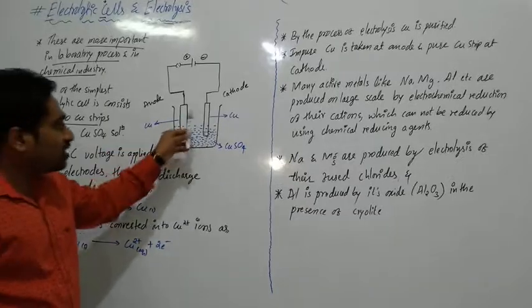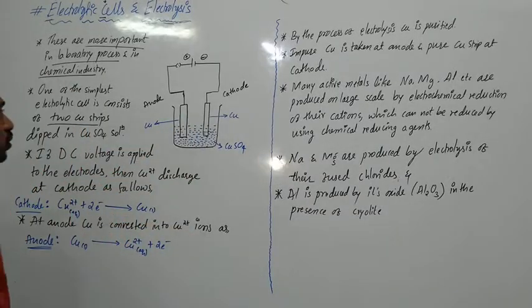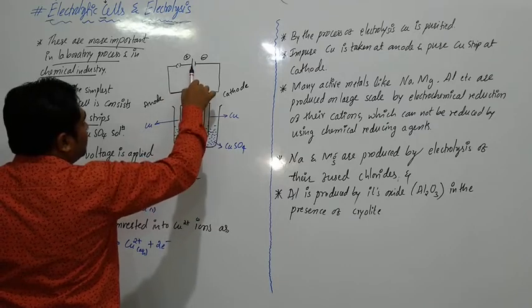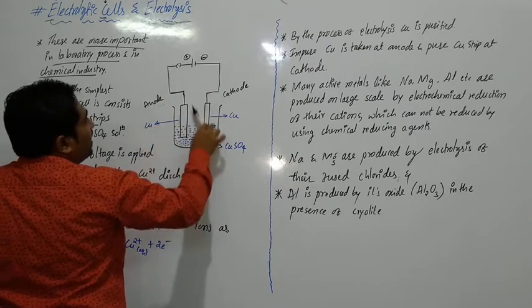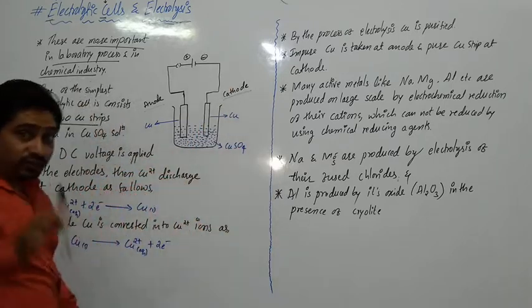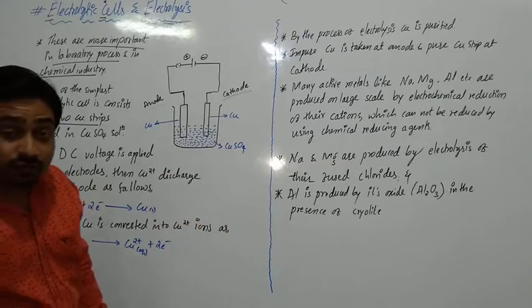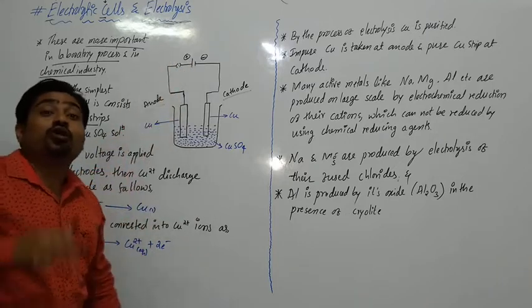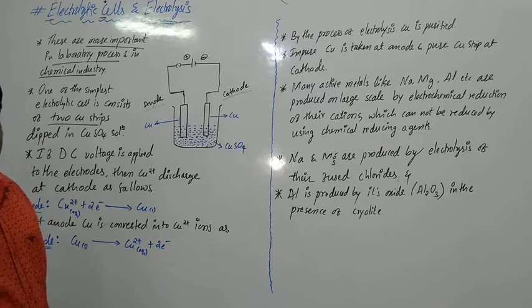These two copper electrodes are dipped in copper sulfate solution. The electrode attached to the positive terminal of the battery is called the anode, and the electrode attached to the negative terminal is called the cathode. But actually, we should define cathode and anode not on the basis of their signs, but on the basis of chemical reaction.